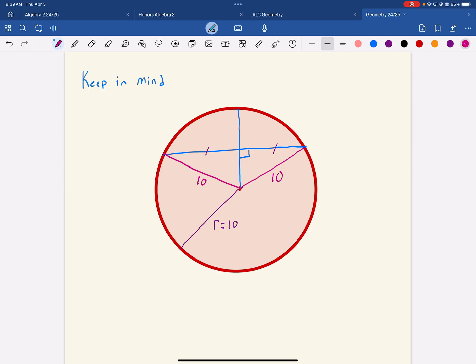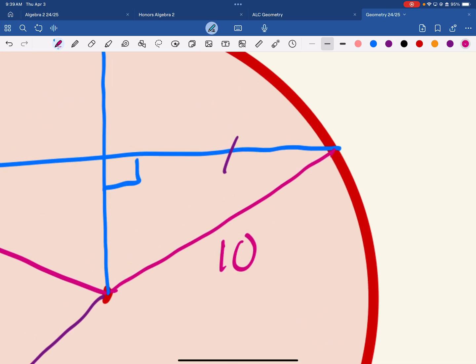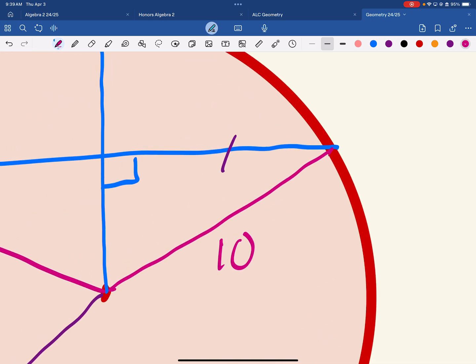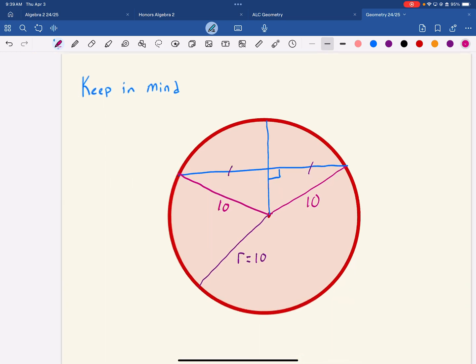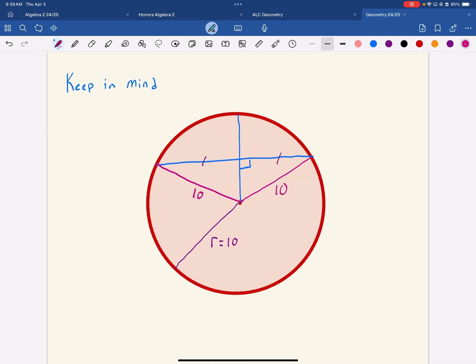What type of triangle do you see in there now? What type of triangle is that? It's a right triangle, right? What theorem do we use a lot with right triangles? Pythagorean theorem. We're going to use the Pythagorean theorem quite a bit today, using those radii and the fact that this is a 90-degree angle.